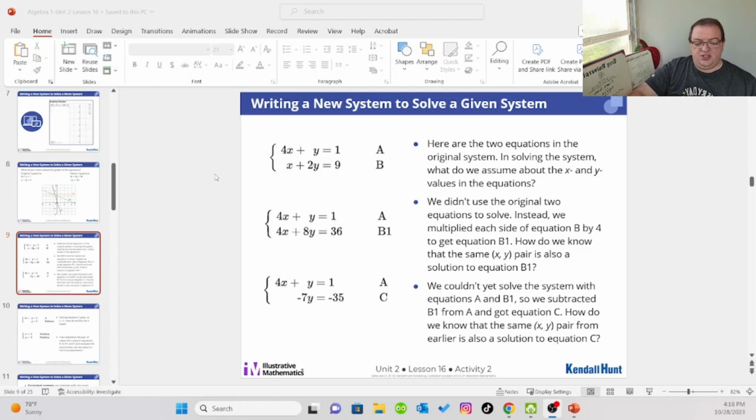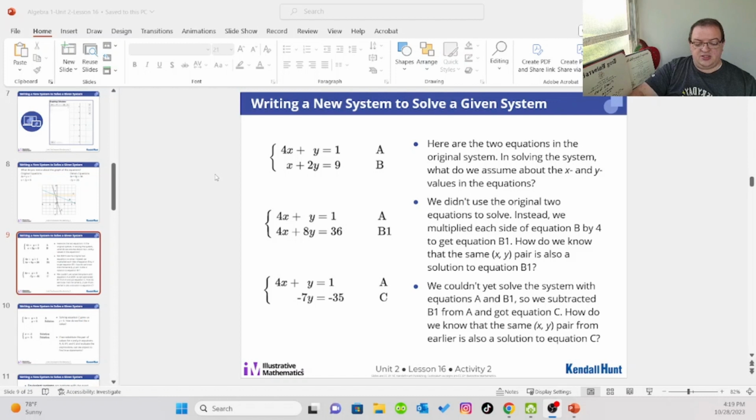So here are the two equations in the original system. In solving the system, what do we assume about the x and y values in the equations? We didn't use the original two equations to solve. Instead, we multiplied each side of equation B by 4 to get equation B1. How do we know that the same x-y pair is also a solution to equation B1? This is because we created an equivalent equation by multiplying every part of the equation by the same factor.